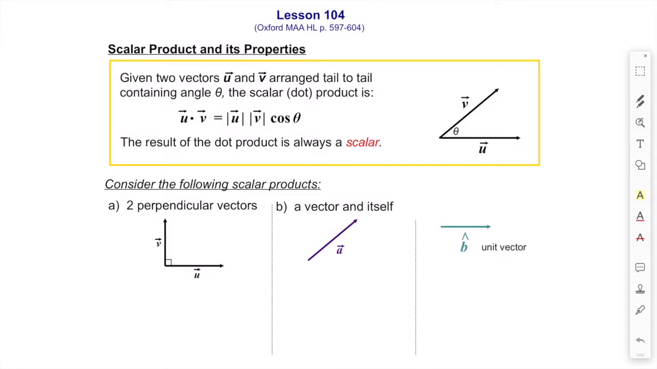Okay, here we go. Lesson 104. So in this lesson, we're going to talk about the scalar product and its property. So we'll first look at the geometrical property of scalar product.